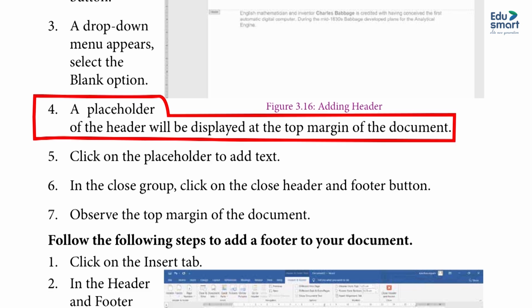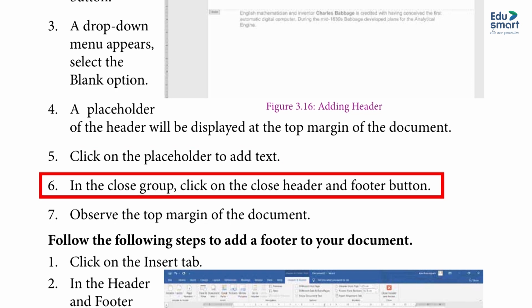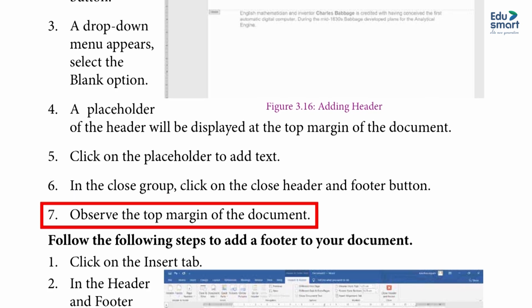4. A placeholder of the header will be displayed at the top margin of the document. 5. Click on the placeholder to add text. 6. In the close group, click on the close header and footer button. 7. Observe the top margin of the document.